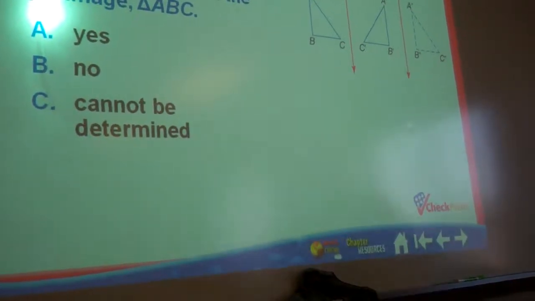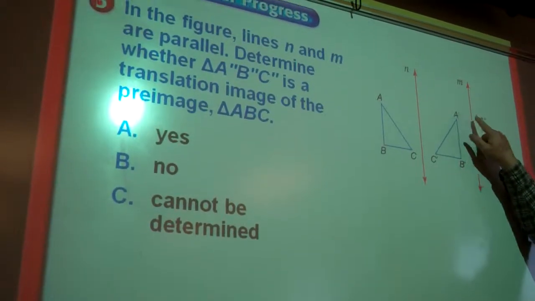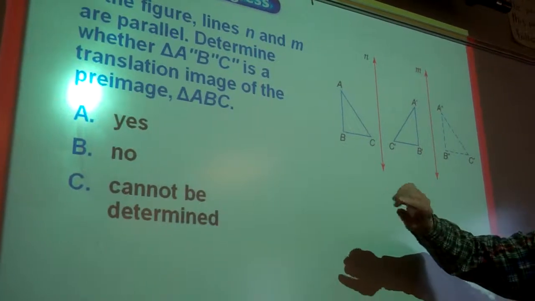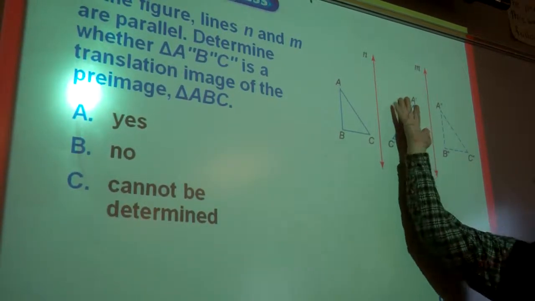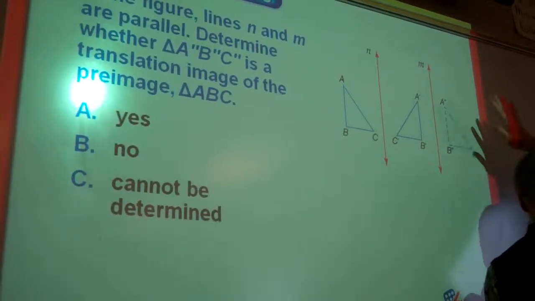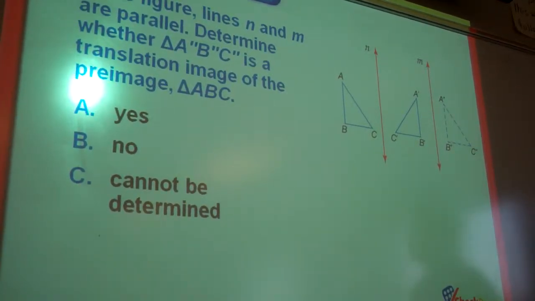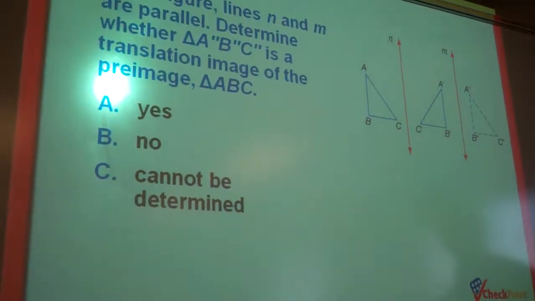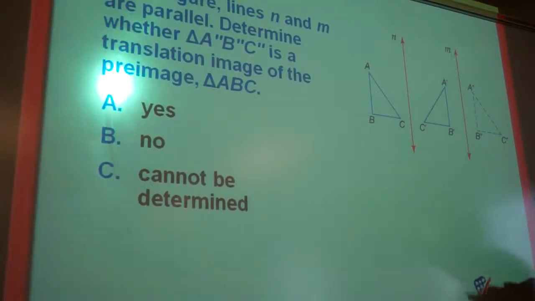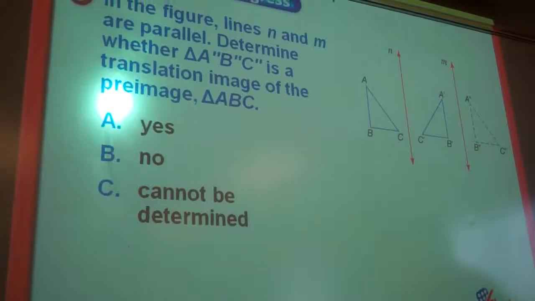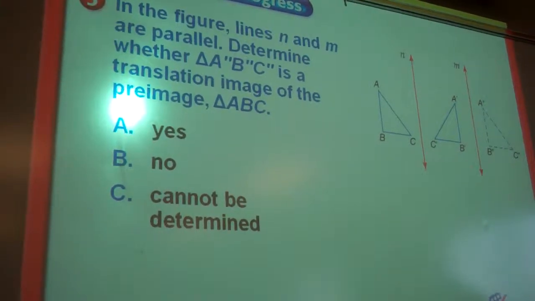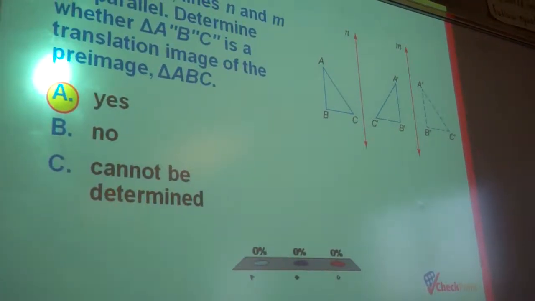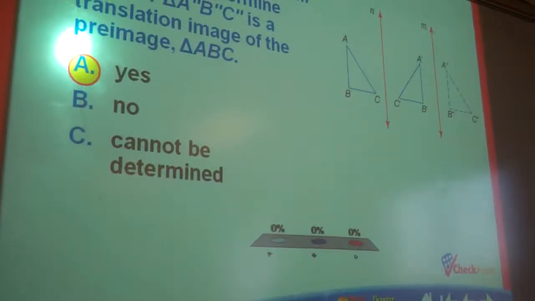What about this one? Look at the apostrophes to decide which is the original. Could this be a reflection and then another reflection? Think about which answer you would pick there. Yep, we got it right.